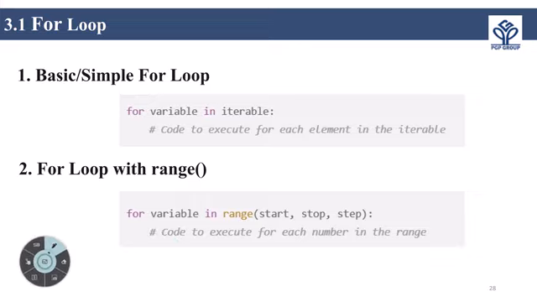So the first one is the basic simple for loop. This is our syntax: for variable in iterable. What variables are we using? This one we are giving. Then the code to execute for each item in the iterable. So this is the syntax for a simple for loop, okay.